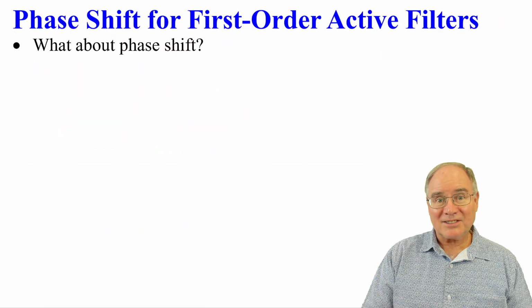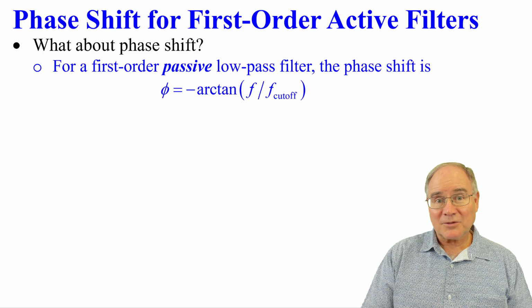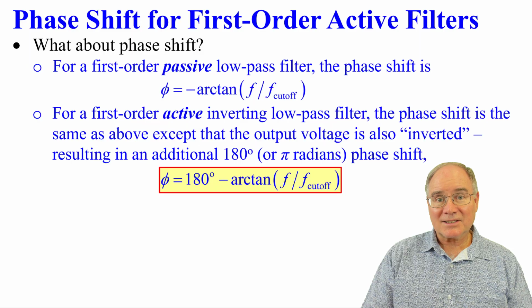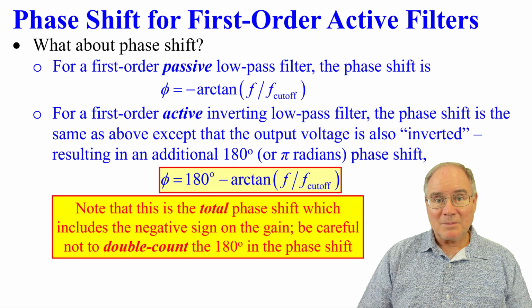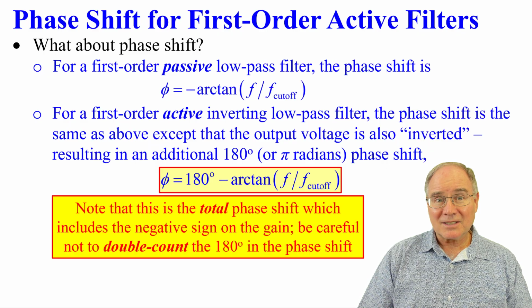What about phase shift? Well, this was the phase shift for the passive RC low-pass filter. For the active case, the phase shift is identical to the above, except that the output is also inverted, which you can think of as an extra 180-degree phase shift. So here's the equation for phase shift. But note that this is the total phase shift, which includes the negative sign from the inverter. So if you use that, be careful not to double count that 180-degree phase shift.